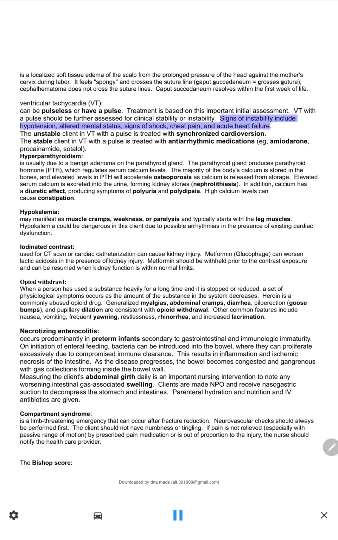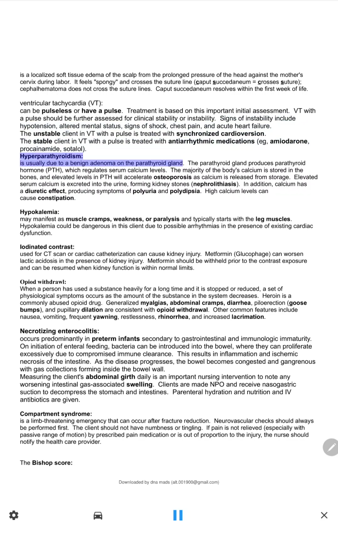Signs of instability include hypotension, altered mental status, signs of shock, chest pain, and acute heart failure. The unstable client in VT with a pulse is treated with synchronized cardioversion. The stable client in VT with a pulse is treated with antiarrhythmic medications, e.g., amiodarone, procainamide, sotalol.